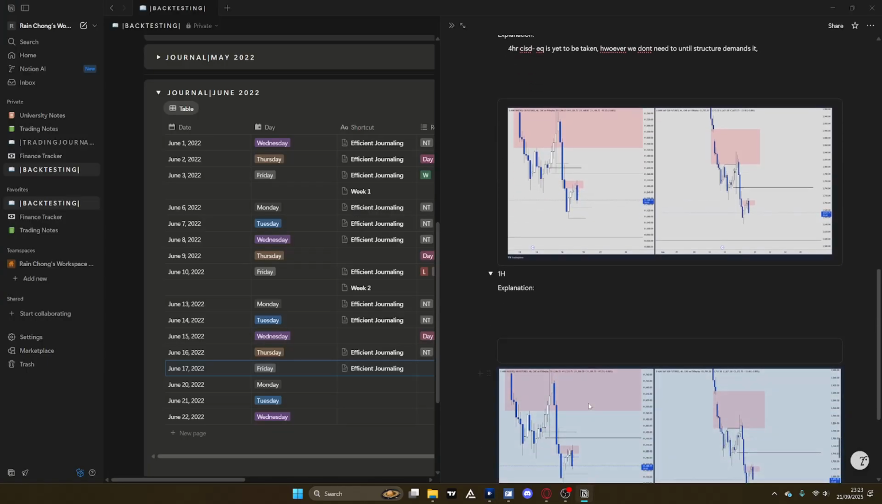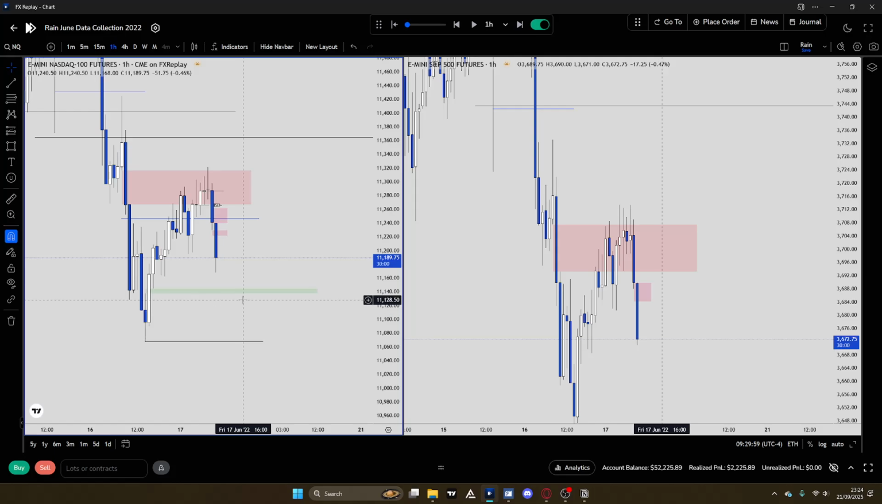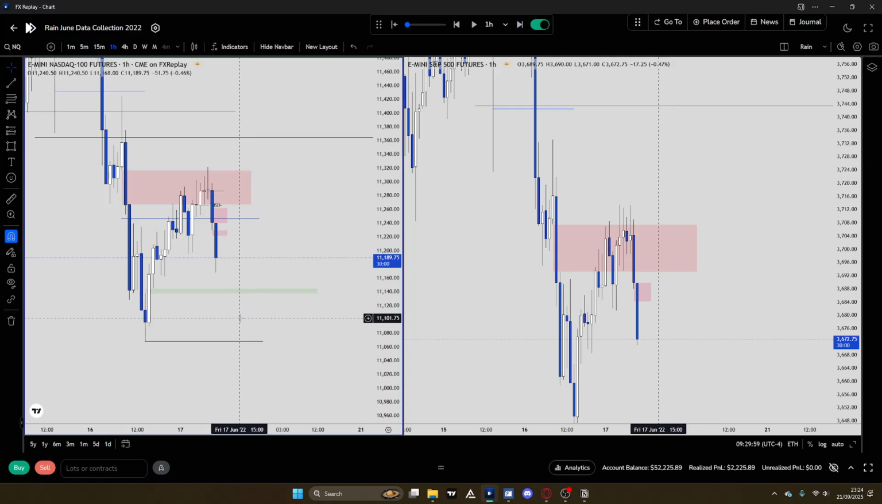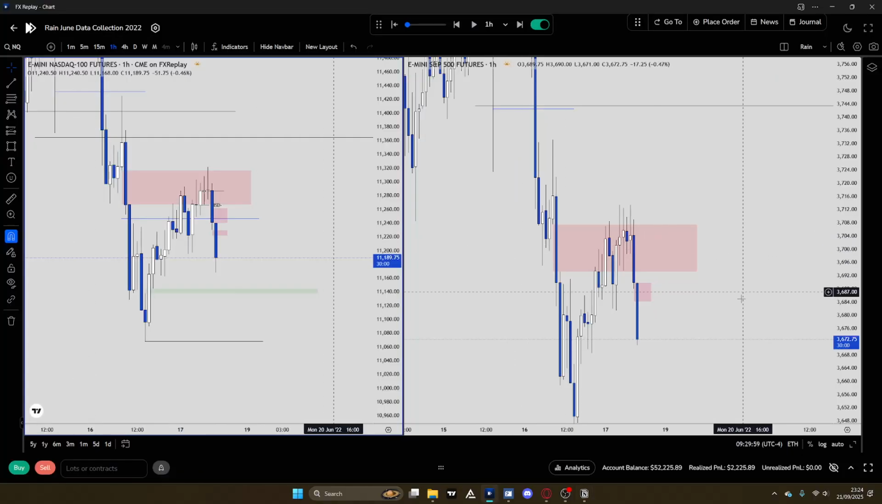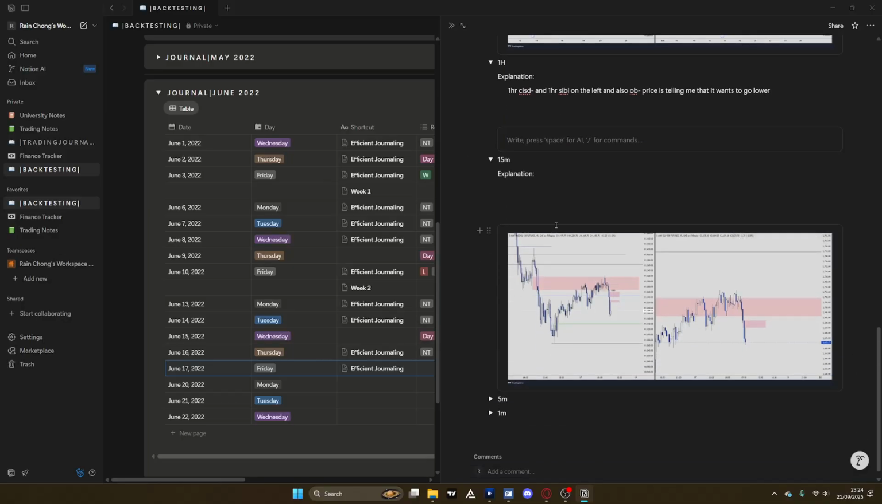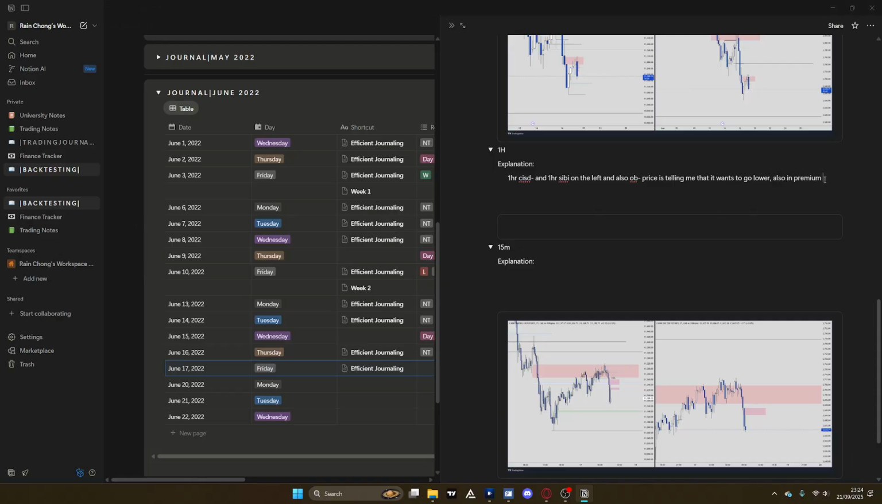And then goes to 1 hour. One-hour change. Yeah, 1 hour change. 1 hour Sibi on the left. And also wood block. Price is telling me that it wants to go lower. So 15. Also in premium of the 1 hour range.